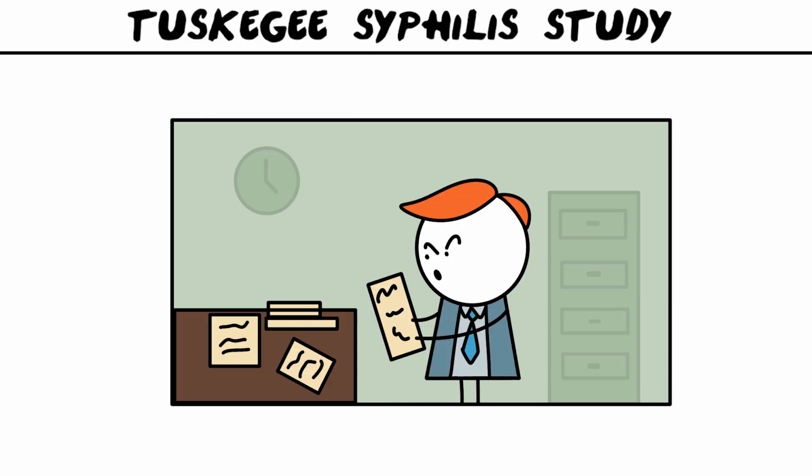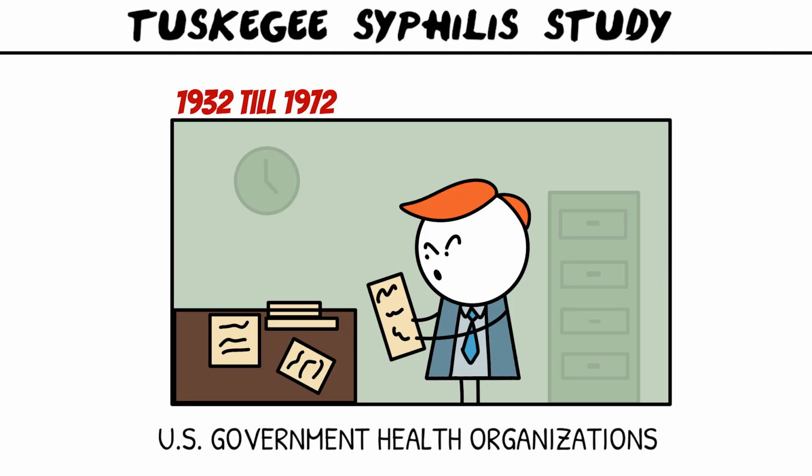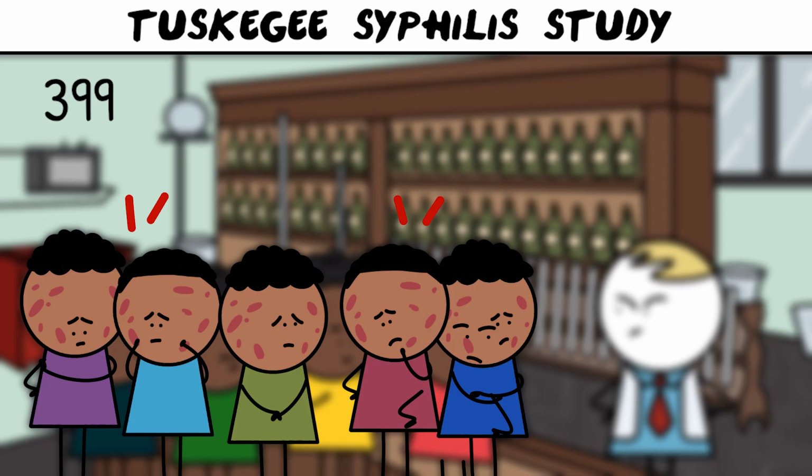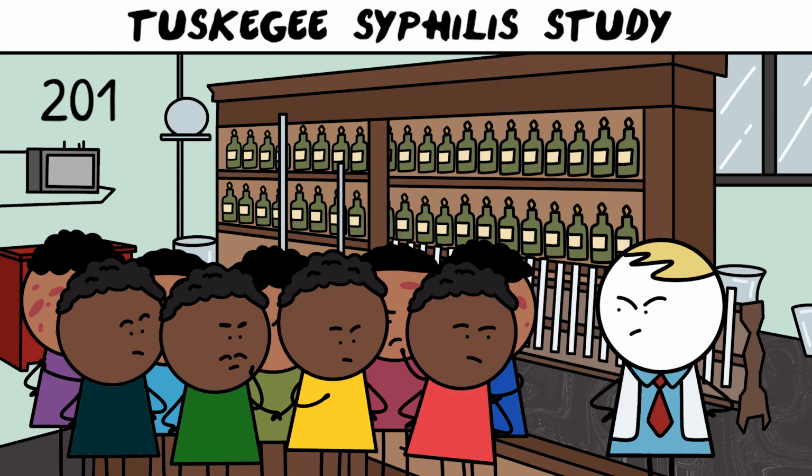In this context, a study was conducted between 1932 and 1972 by U.S. government health organizations. In this study, 600 African American men were enrolled. 399 of them had syphilis, while 201 were healthy.